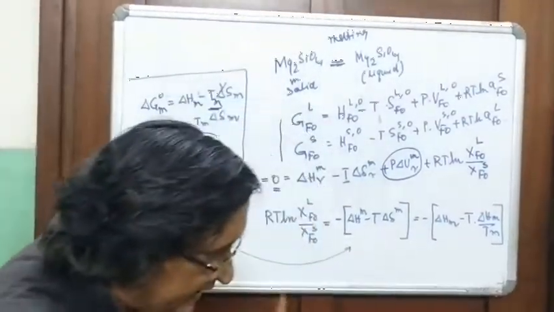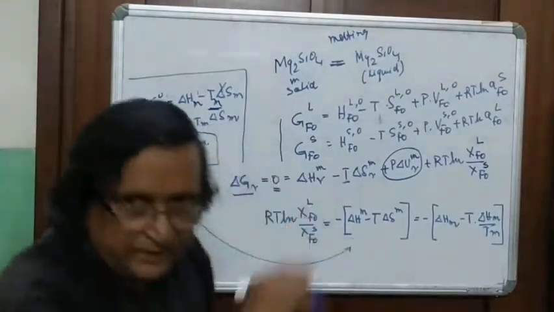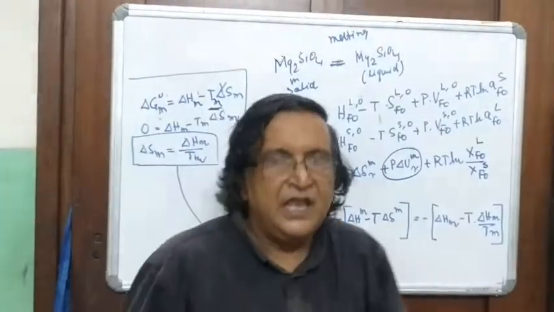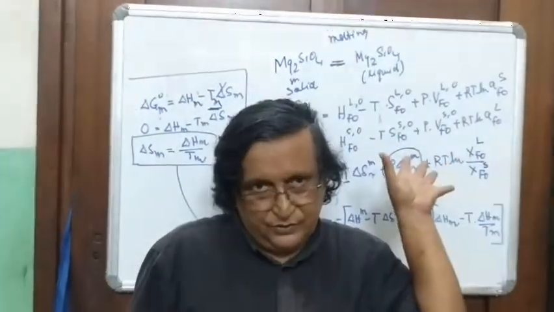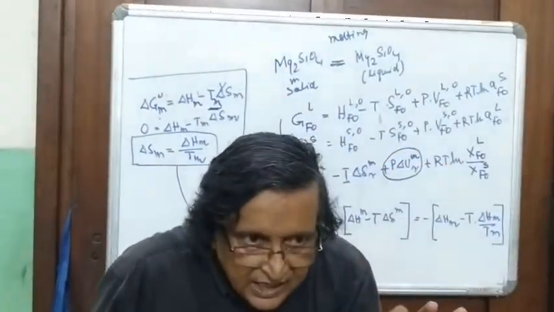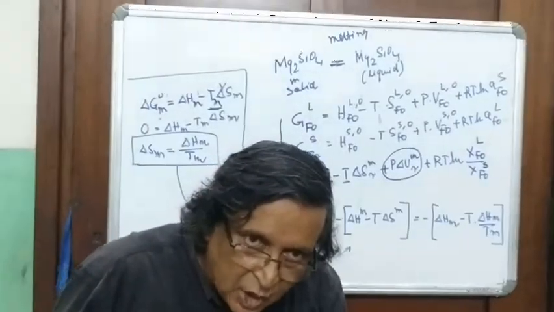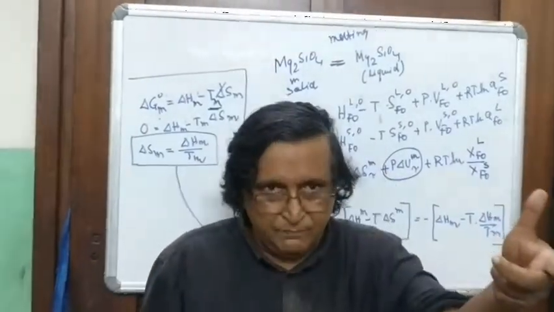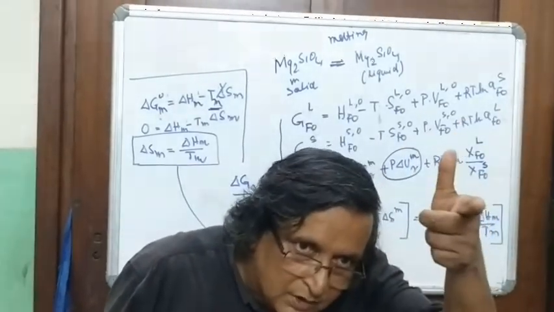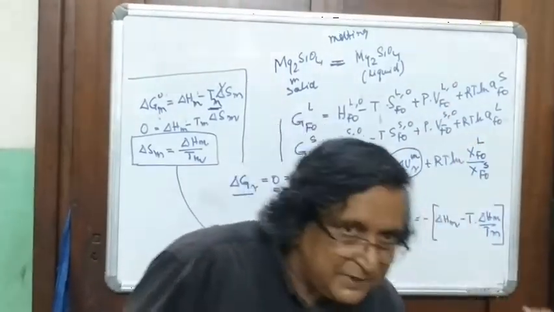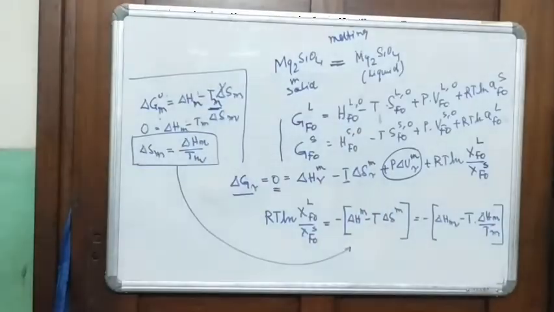So what is the difference between Tm and T? Tm is the melting temperature of the pure phase component. And what is T? It is the melting temperature of the impure component. If the impure component had been pure, it would be the same as Tm.